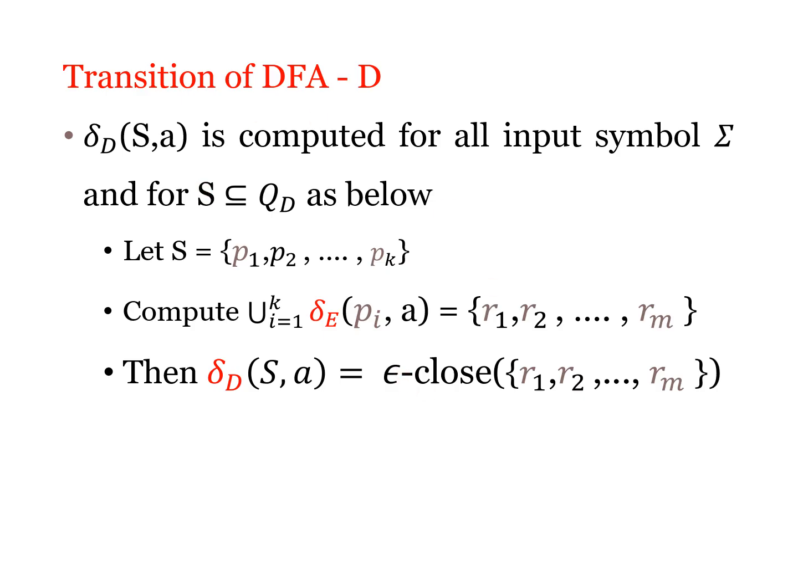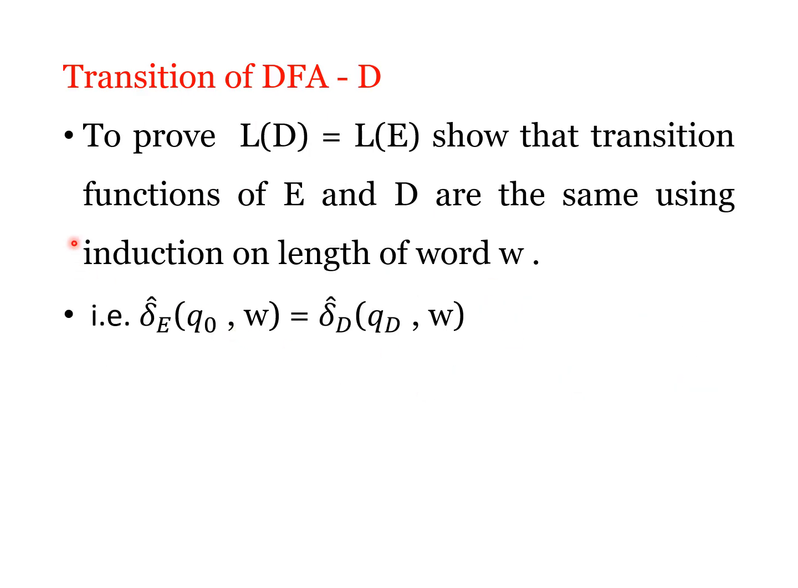So what do we want to prove now? What we want to prove is that the language accepted by the DFA we have constructed and the language accepted by the given epsilon NFA are the same. This has to be done by the induction method, and the induction proof is on the length of the word W.